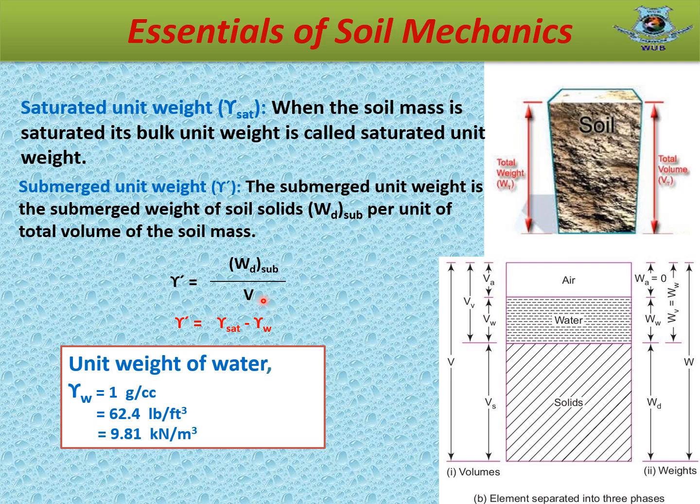The submerged unit weight is also expressed as gamma prime equal to gamma sat minus gamma W, where gamma sat equal to saturated unit weight of soil and gamma W equal to unit weight of water. The unit weight of water is 1 gram per centimeter cube, 62.4 pound per feet cube and 9.81 kilonewton per meter cube.